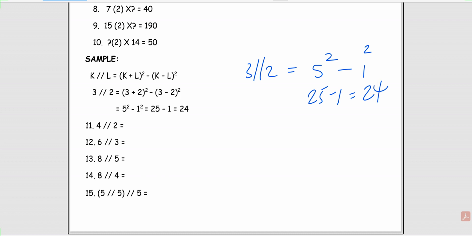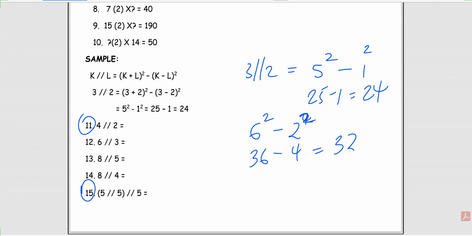Now for number 11, I'll do number 11 and number 15. For number 11, you do 4 plus 2, which is 6 squared. And 4 minus 2, which is 2 squared. So 6 squared is 6 times 6, and that's 36. 2 squared is 2 times 2, which is 4. So 36 minus 4 will give us 32.